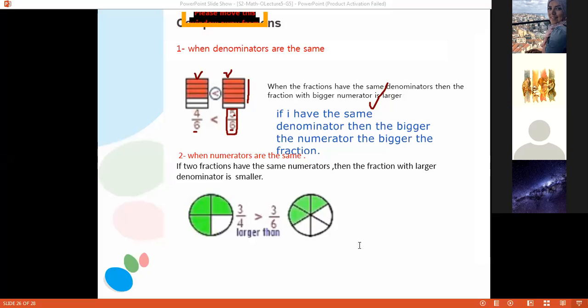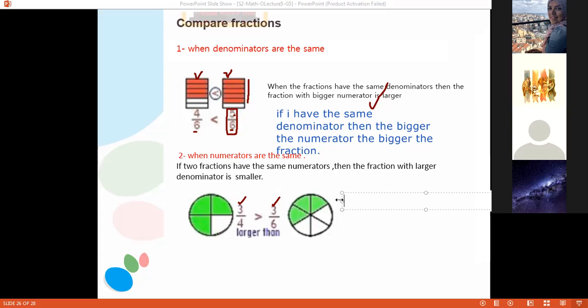Now, what if I have the same numerator? When I have the same numerator, things will go opposite. Then the smaller the denominator, the bigger the fraction. So 3/4 is larger than 3/6. Let us write also the rule.